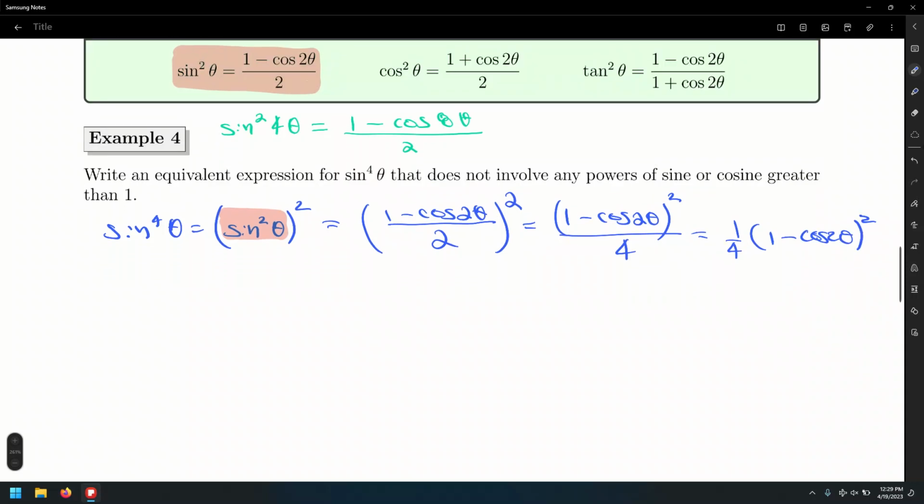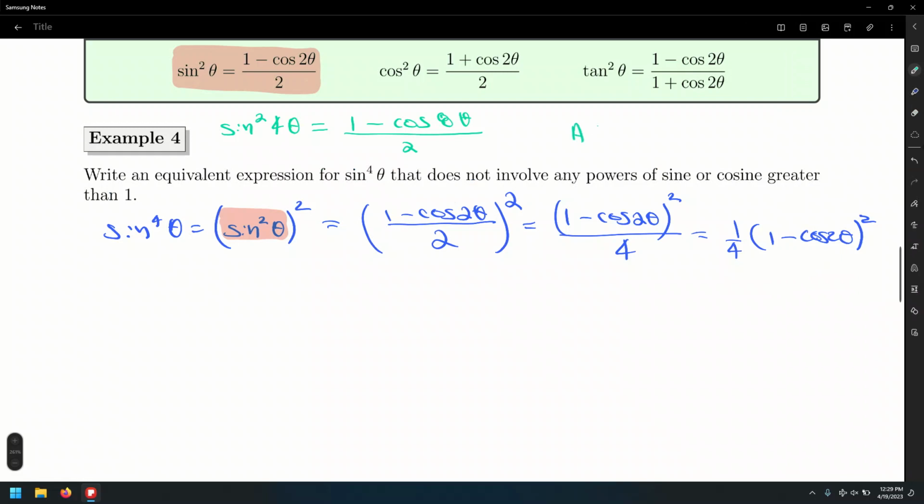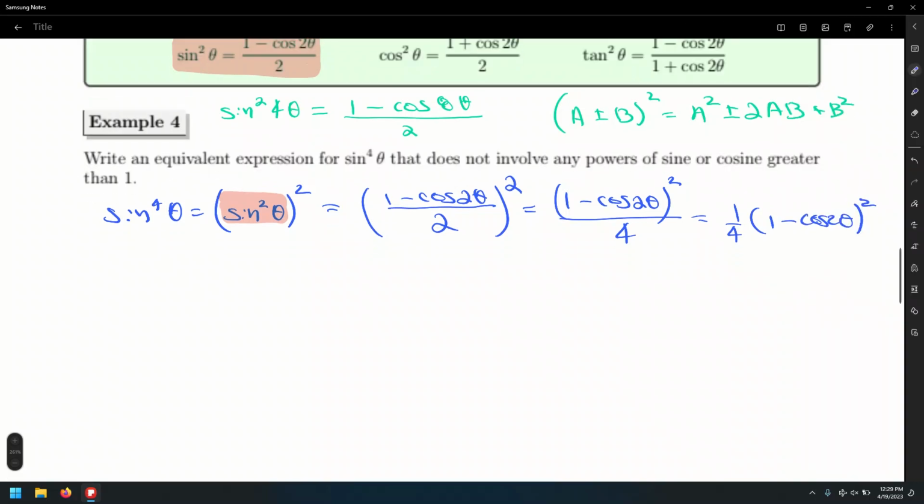So we may now go about expanding the binomial squared. In this case, you can do it your favorite way by writing this as 1 minus cosine 2 theta times itself and foiling, or using the binomial square formula that I have used throughout the semester. That's a plus or minus b, quantity squared, which is a squared plus or minus 2ab plus b squared. Depending on whether you have a plus or a minus, just take the plus if it's a sum, or take the minus if it's a difference for the binomial. All right, so in this case, since we have a minus, I'm going to use the minus version.